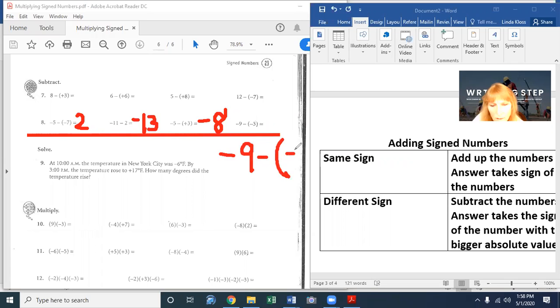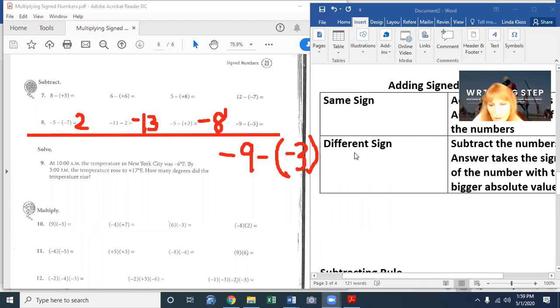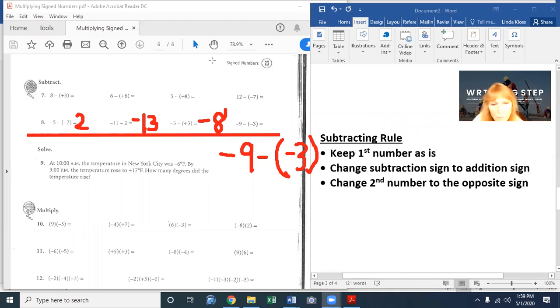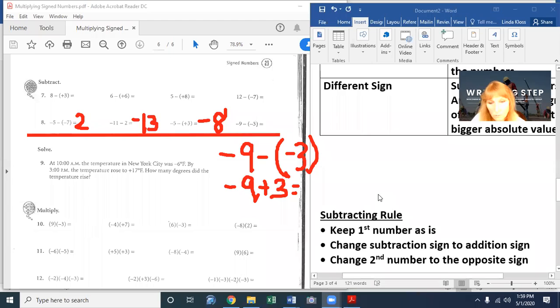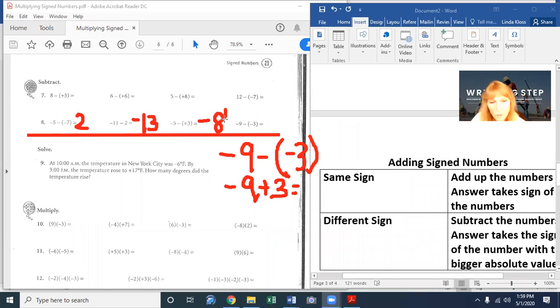minus negative 3. And we'll bring up our rules again. Keep the first number. It is a negative 9. Change the subtraction sign to addition. And maybe sometimes you want to pause the video and try them ahead of me and then see if you got the right answers. And then change the second number to the opposite sign. It's negative 3. Make it positive 3. And then go back to the addition rules.